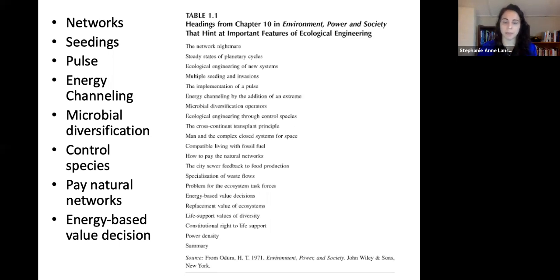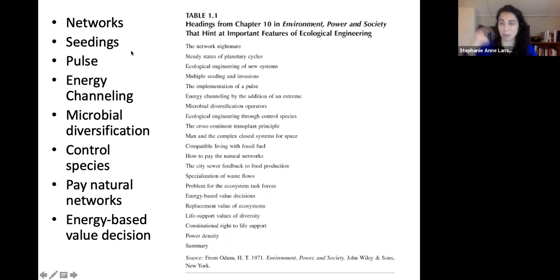So again, we talked about H.T. Odum being one of the leaders in the ecological engineering movement. If you look at his book, Energy, Environment, Power, and Society, he kind of hints here at the important features of ecological engineering. So these are the things that were very important.